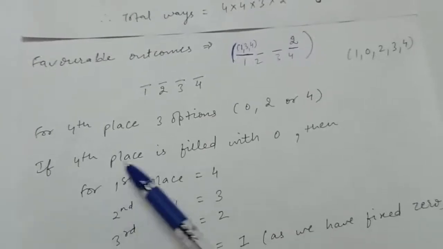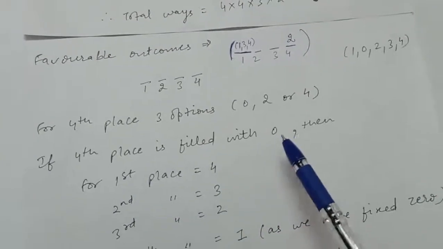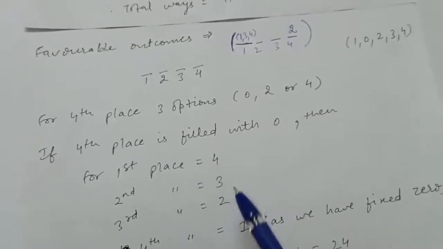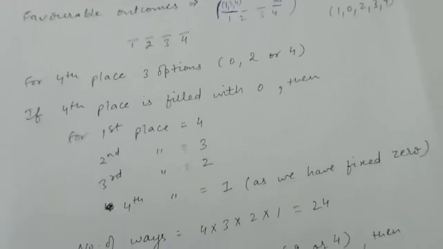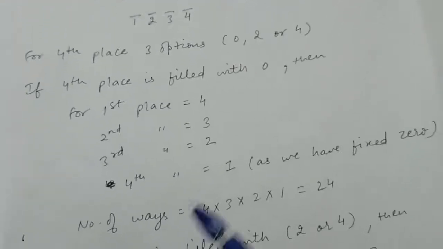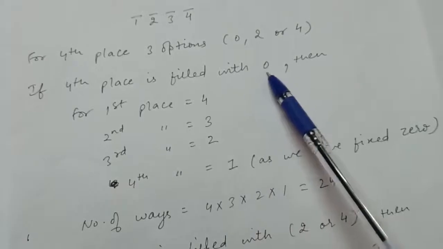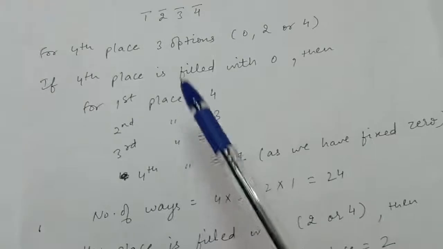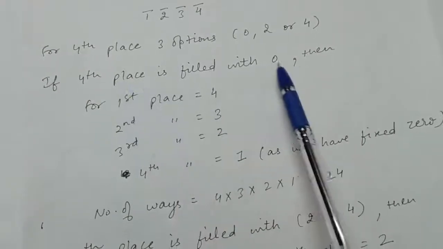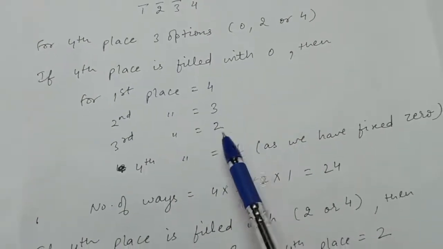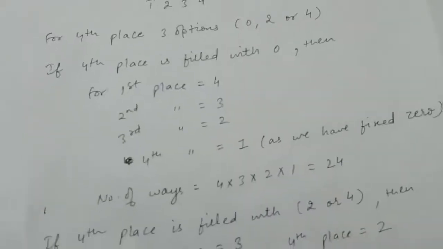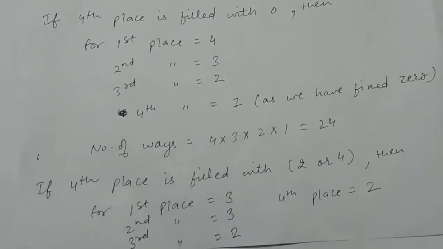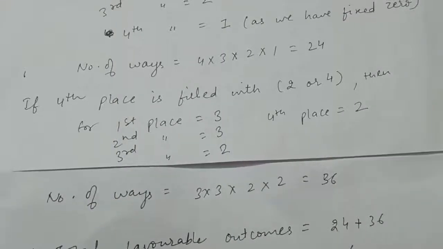First, if the fourth place is filled with 0. Now we know for the first place we have 4 options, for the second 3 options, for the third 2 options, and for the fourth place obviously 1 option because we have filled it with 0, right? So the number of ways when we fill the fourth place with 0 is 4 into 3 into 2 into 1, that is 24, right?